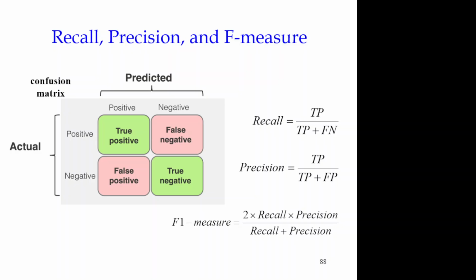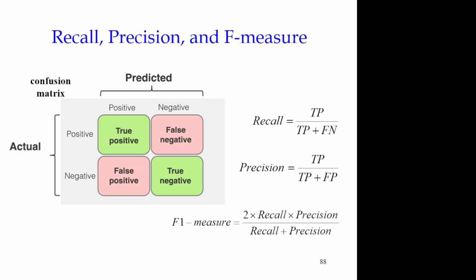How about precision? Precision is the number of true positives divided by true positive plus false positive. Here is your denominator. Because I predict all these documents are positive, I will return all these documents to the user. But in fact, only this part is correct. I can use it to measure the quality of the returned result. So it's called precision.